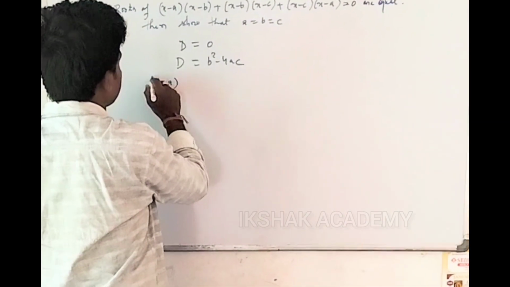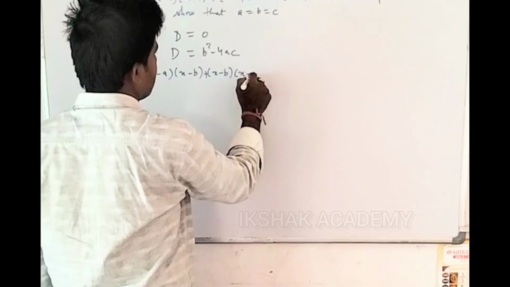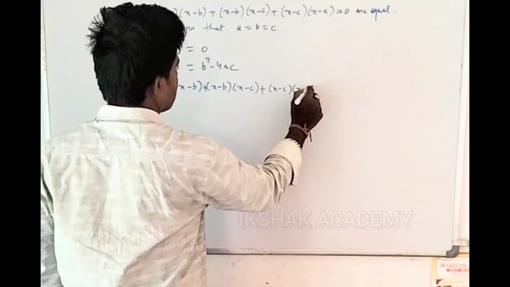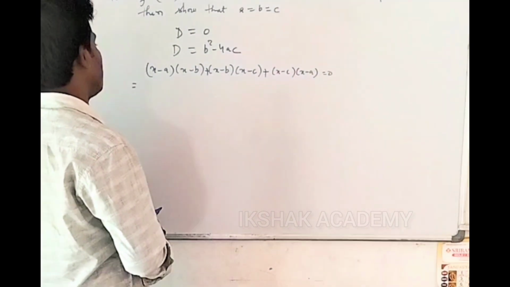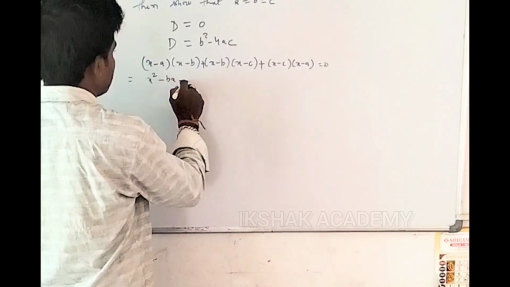So x minus a, plus. First of all, convert it into the standard form of quadratic equation. So you have to multiply these things, x square minus x.